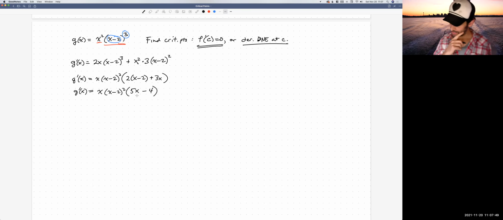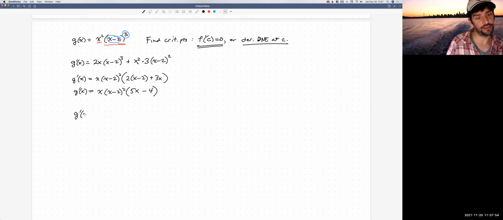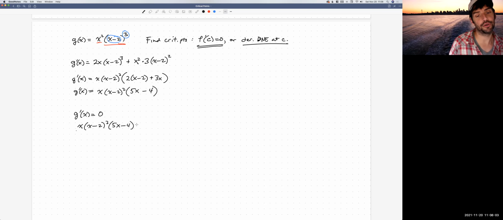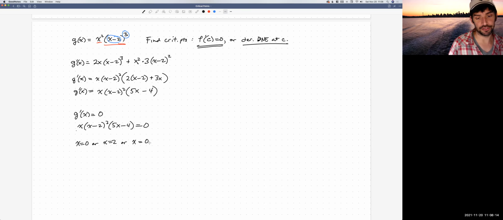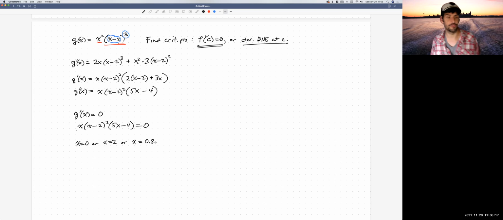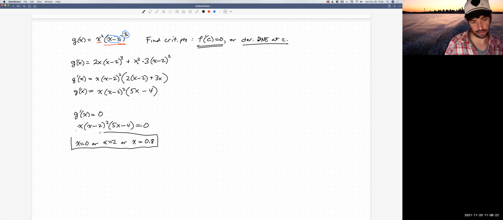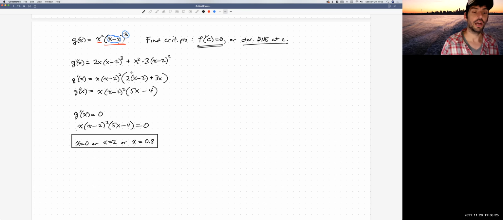Now I see how nice it is to have this in factored form, because it's easy to find zeros in that form, right? We have to solve this equation. G prime of x is equal to 0. In other words, x times x minus 2 squared times 5x minus 4 equal to 0. And that is simple enough. That happens when x is equal to 0, when x is equal to 2, or x is equal to 4/5 or 0.8, right? Just the zeros of each of those factors. And so these are the critical points of this function, right?